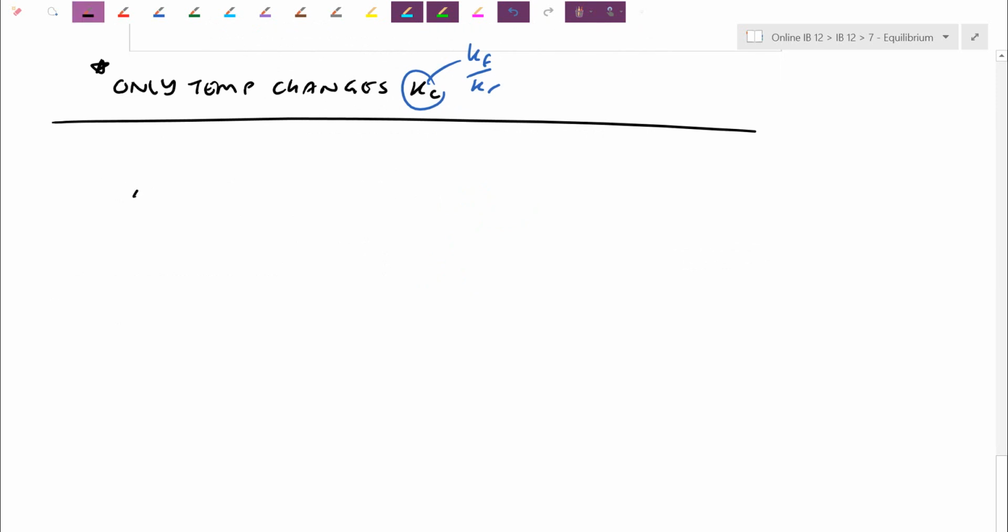What if we have, let's say, A in equilibrium with B, and that has a Kc, right? So Kc is supposed to be products over reactants. It's just B divided by A. Fine.